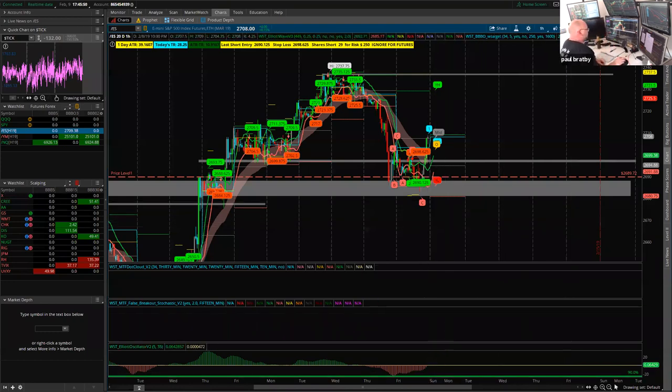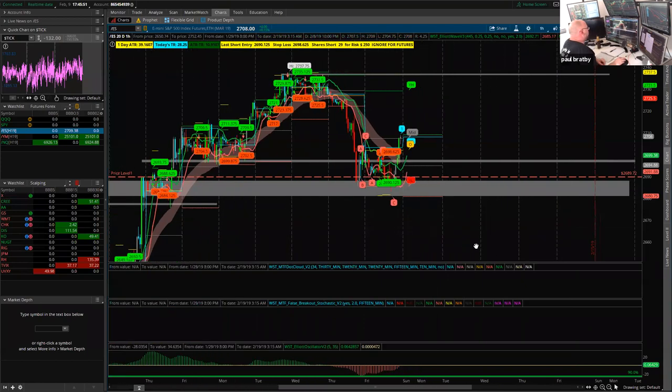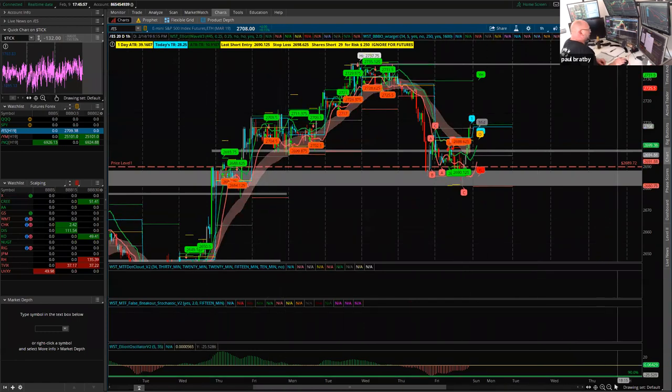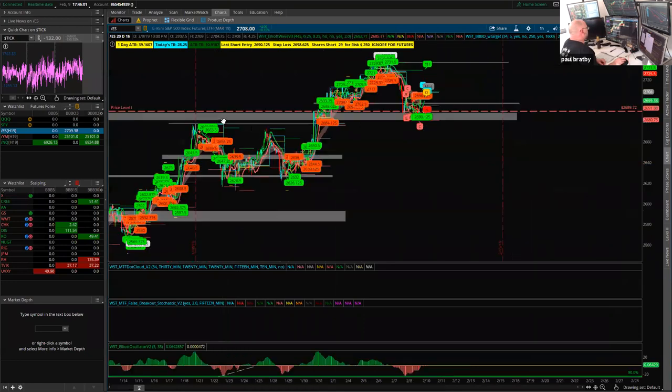So this is my 60-minute chart for ES, for example. I've got a big resistance level up here, forming a shoulder on the left there. I've really got to consider that zone.